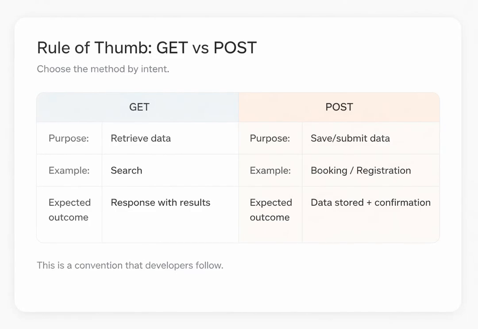A simple rule of thumb is if you're retrieving data, use get. If you're saving or submitting data, use post. Search is the typical get example, and things like booking, registration, or submitting a form to create a record are typical post examples. This is a convention, meaning it's the standard practice developers follow to keep systems predictable and consistent.